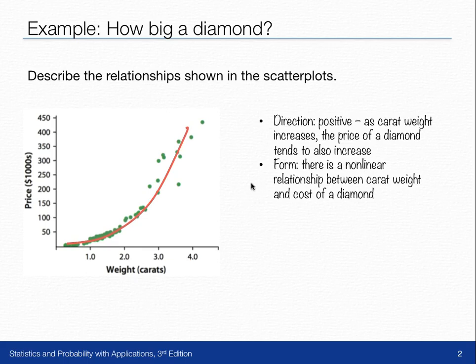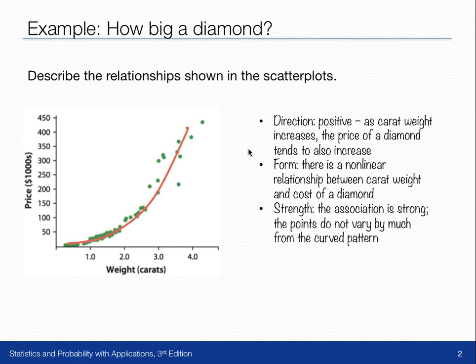In terms of the form, we can see that these points do not rise in a linear way. The form is nonlinear. The strength is very close to this red line, this red curve that I've made. The points don't vary by very much from that curve pattern, and therefore we're going to say the association is strong. And as for outliers, there don't appear to be any in this particular example. Those are the four things that we need to look at: direction, form, strength, and outliers.